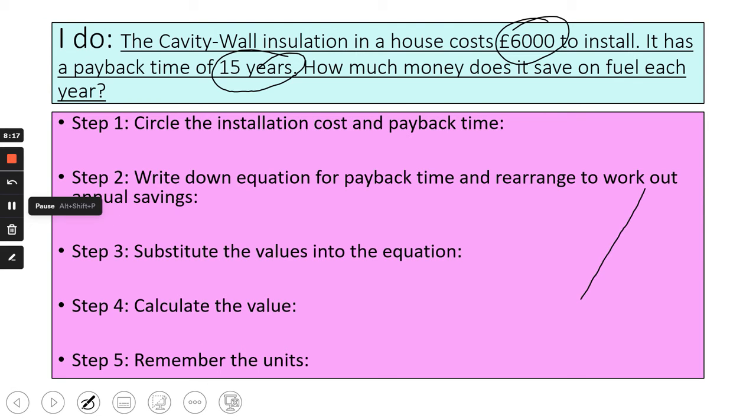I can do this by drawing a triangle. So payback time equals installation costs over annual savings. So now I want to work out what it would be to work out the annual savings. So I'm going to cover up the annual savings, and it would be installation costs over payback time. So now I'm going to write this out.